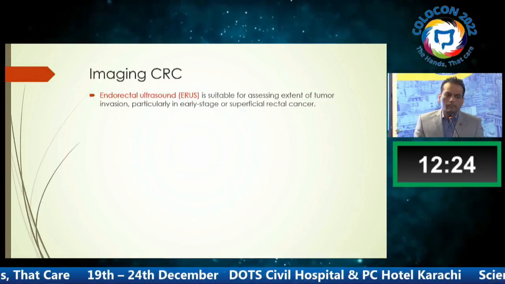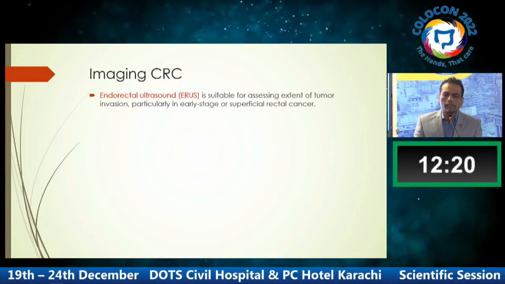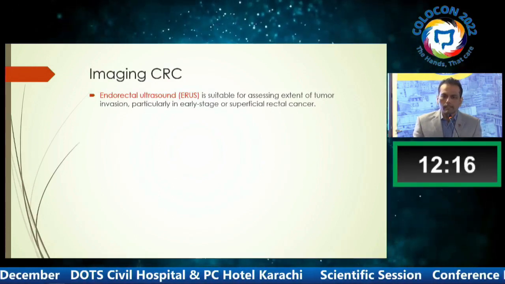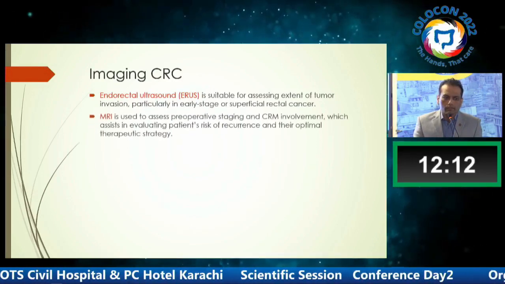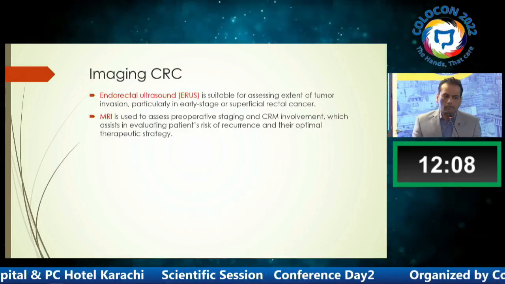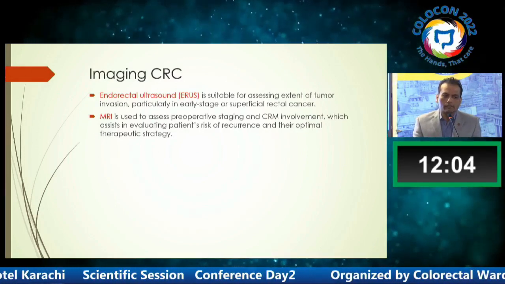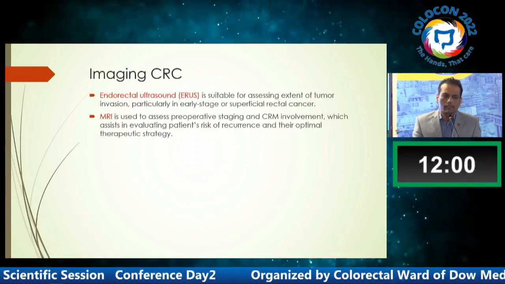Endorectal ultrasound is suitable for assessing the local extent of tumor invasion, particularly in early stage tumors, that is T1 and T2 lesions. Its sensitivity is good. MRI, as Dr. Bushra has already discussed, is the modality for primary preoperative staging and for assessment of the CRM.